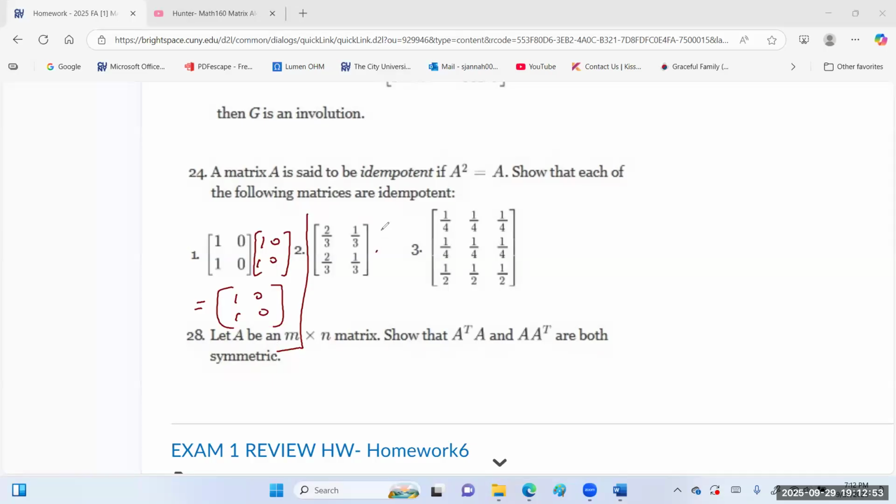Same thing here, you're going to multiply 2/3, 1/3, 2/3, 1/3. And if you multiply, the result will be 2/3, 1/3, 2/3, 1/3.